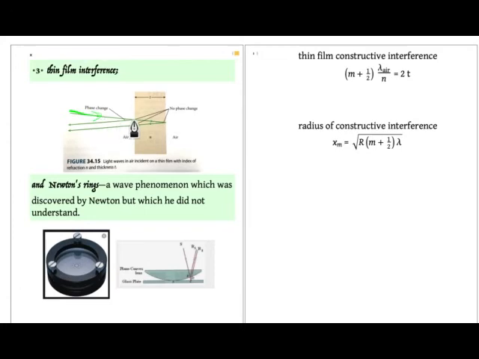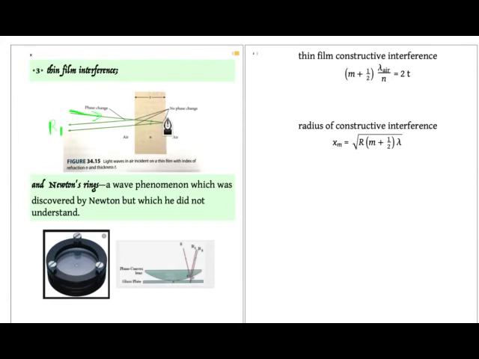So the wave will hit this surface of the glass. Part of it will be reflected. So here's the reflected wave. This is the reflected wave for the first incident wave. But part of the incident energy will be transmitted into the glass. There'll be refraction.